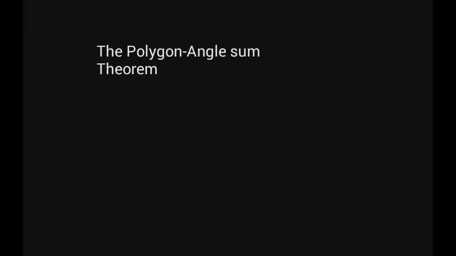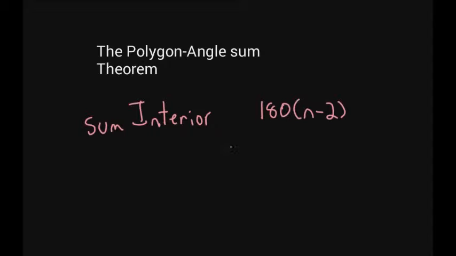Alright, we're going to talk about the polygon angle sum theorem. What that theorem says is that the sum of the interior angles can be found with this formula: 180 times n minus 2, where n equals the number of sides. So let's do a couple of these that we know and just test out this theorem.